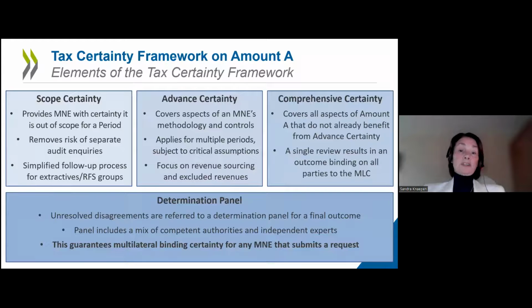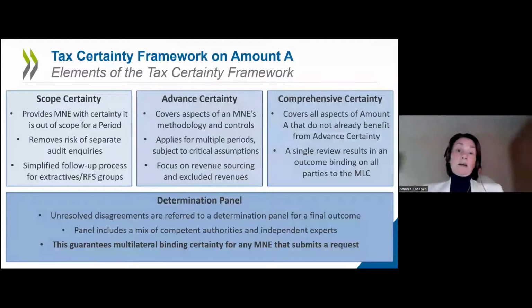Now, all of these 3 routes to certainty are supported by a mandatory binding dispute resolution mechanism, and that is something special. So there is for all of them a determination panel, including a mix of competent authorities and independent experts that will guarantee a multilateral binding certainty for any M&E that submits the requests and cooperates in the review process.